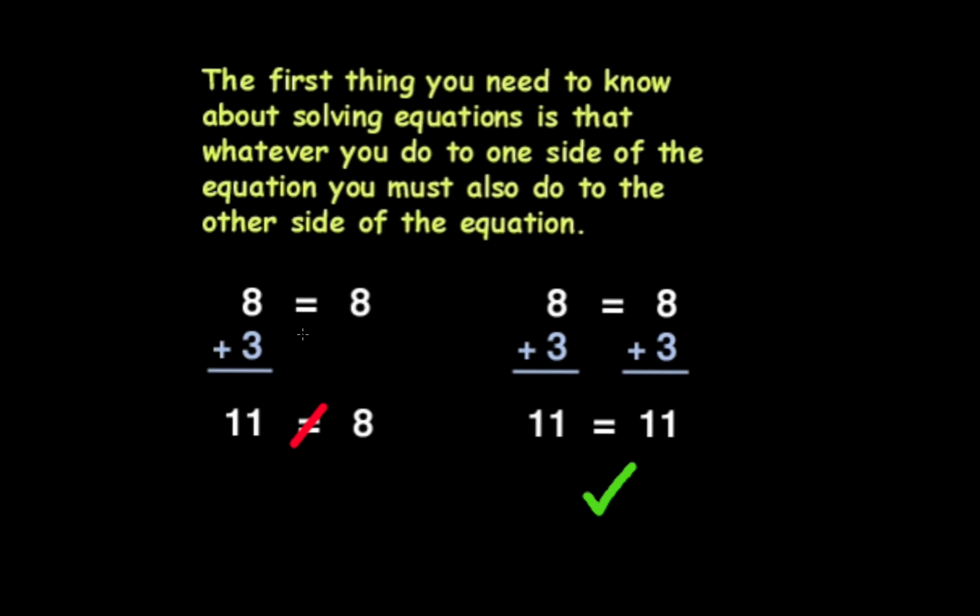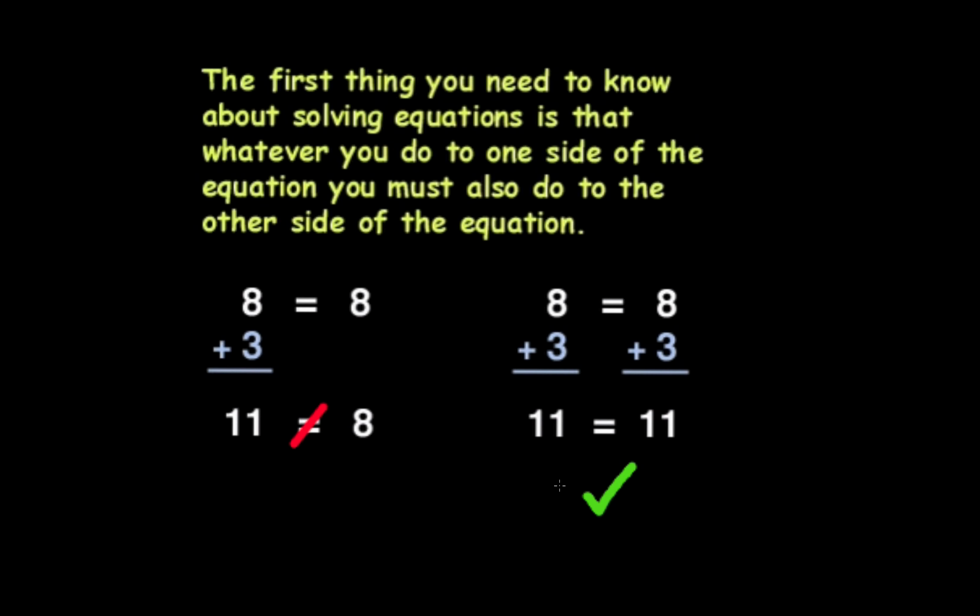So here we have the equation 8 equals 8. If we add 3 to the left side of the equation, but not the right, we get 11 equals 8, which is a false statement. So I just put a line through it because 11 does not equal 8. It's impossible. If, however, we add 3 to the left and the right side, we get 11 equals 11. And 11 equals 11 is a true statement, so our equation is balanced.